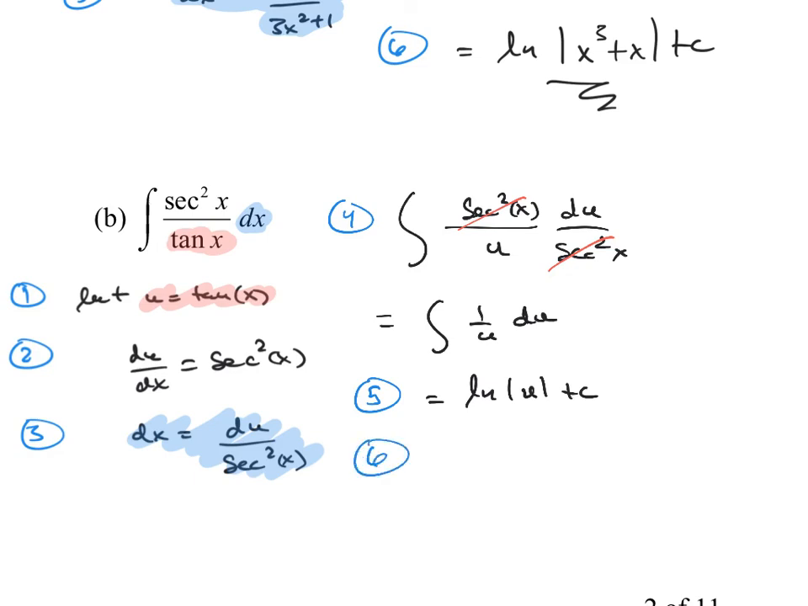No simplification to do there, so we can jump straight to the answer. Remember, all we're doing here is back substituting for u, and when we back substitute for u, we'd have the natural log of the absolute value of tangent of x plus c. Really cool there.